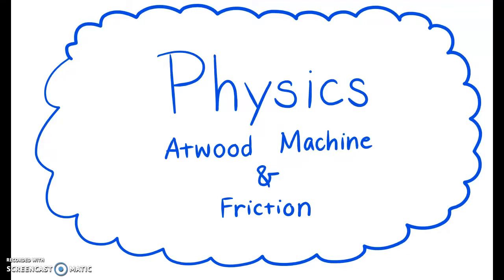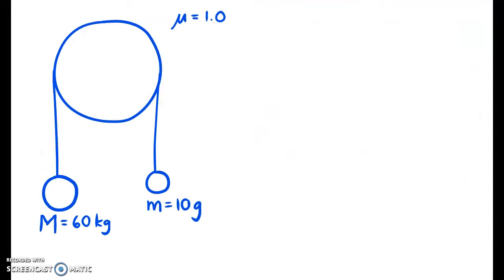Today in physics, we'll be talking about a model of the Atwood machine under the effects of friction. This is part 4. Here's our model of the Atwood machine, where we have a fixed cylinder, it's unable to move, and we have a massless string that's wound over the cylinder. Now, the coefficient of static friction between the cylinder and the string is 1.0, and we have two masses.